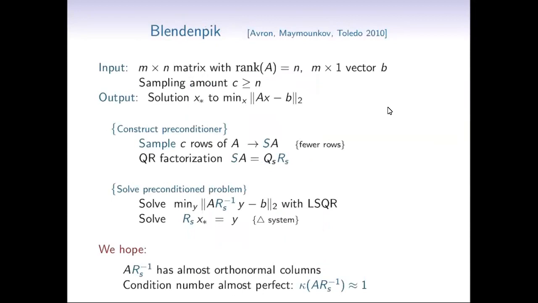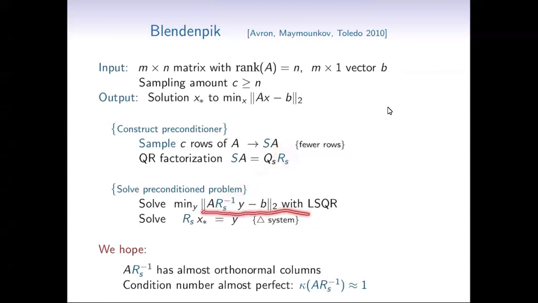Okay, so this is the idea behind Blendenpik, an algorithm by Avron, Maymounkov, and Toledo, and it is really fast. It's competitive with the LAPACK routines. So we input a random matrix with linearly independent columns of sampling amount, and then the algorithm consists of 2 steps. In the first step, we construct our preconditioner, the thing that accelerates the iterative method. So we sample c rows of A, and then we do the QR decomposition of the smaller matrix. Then we use this triangular matrix here as a preconditioner on the right for our least squares problem.